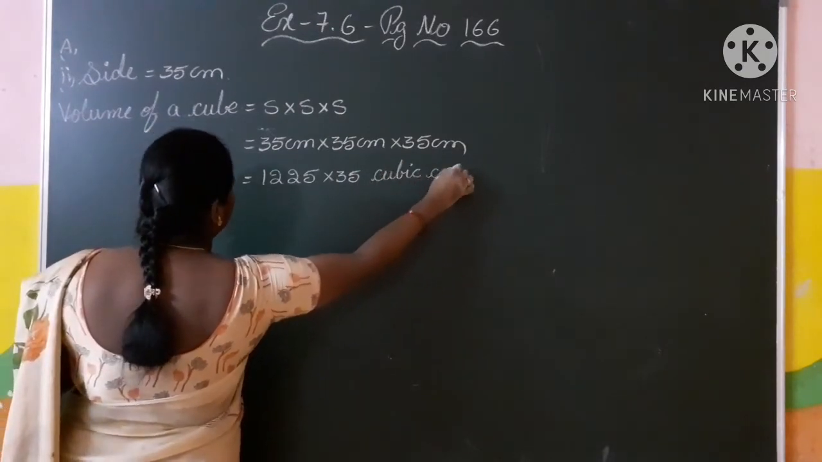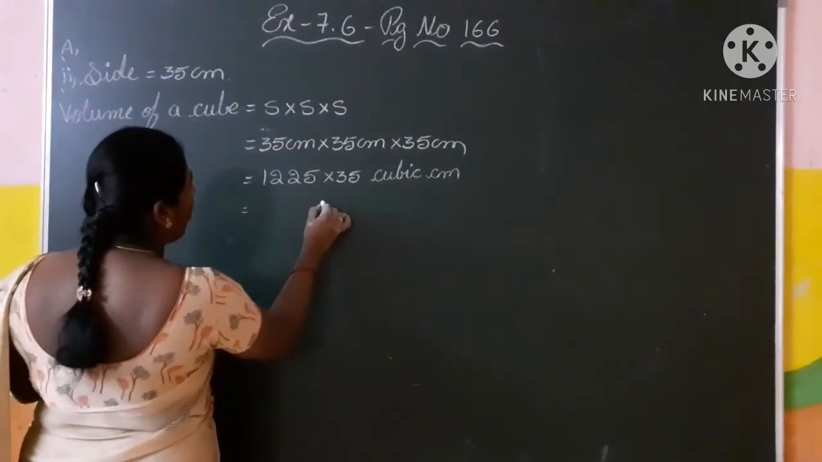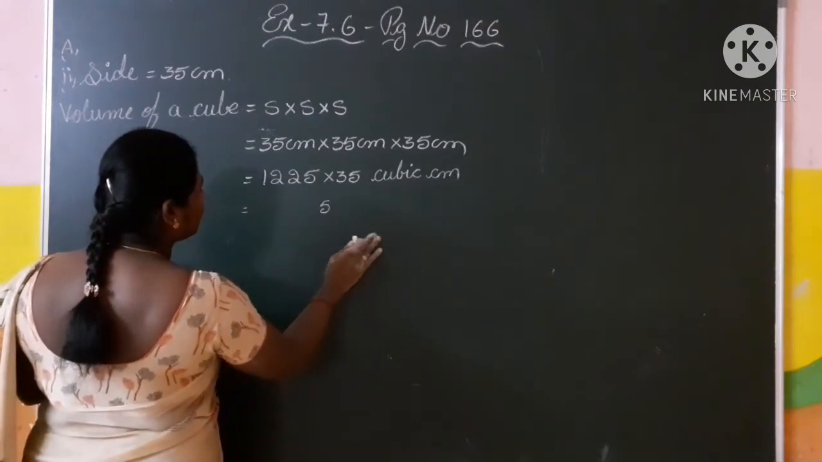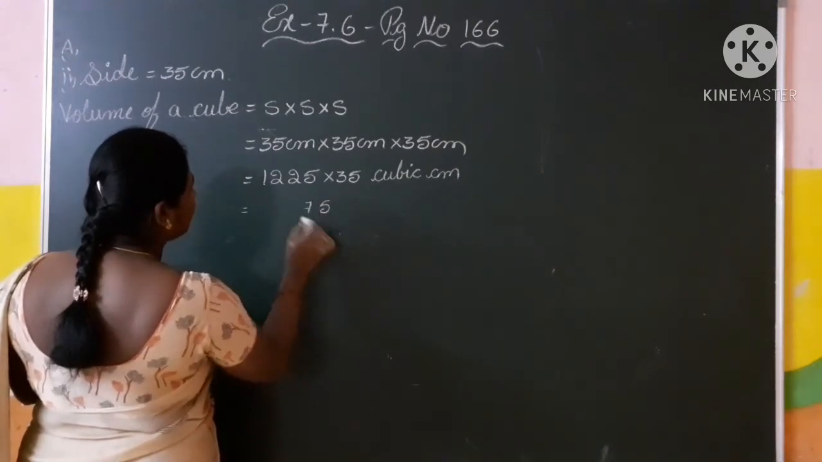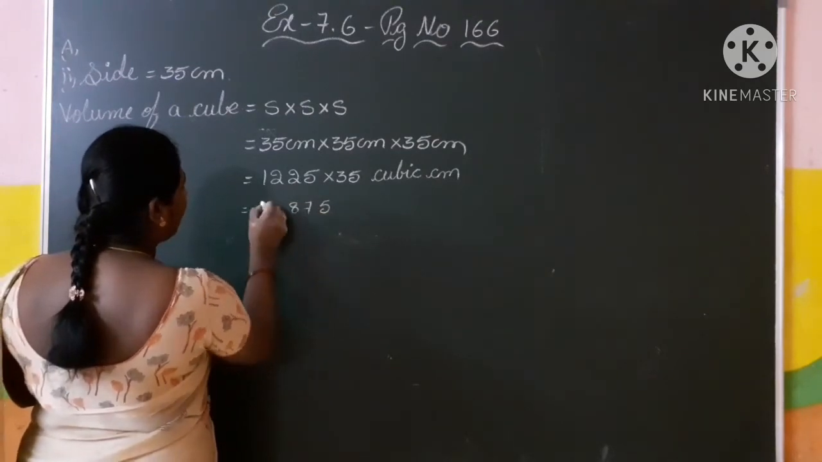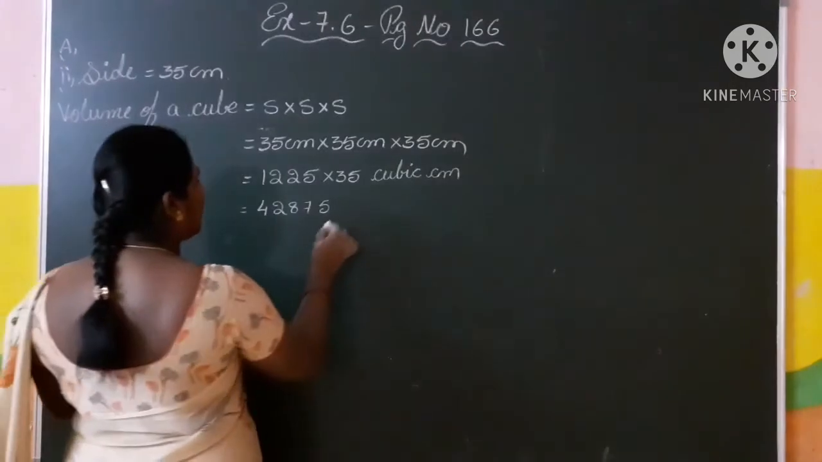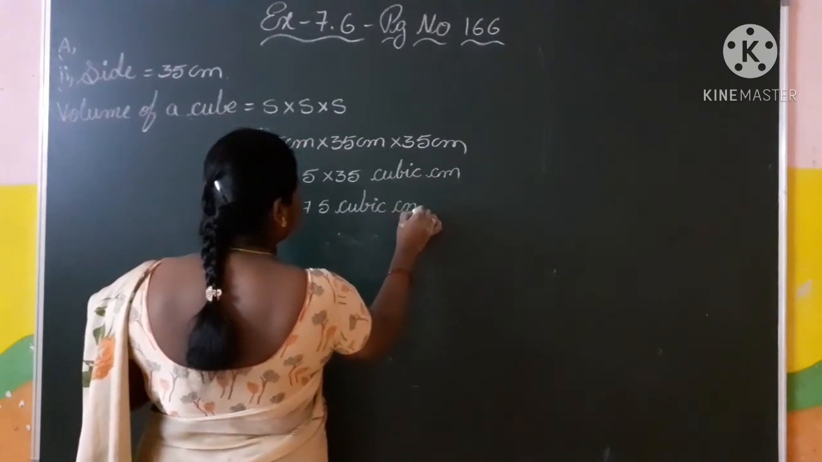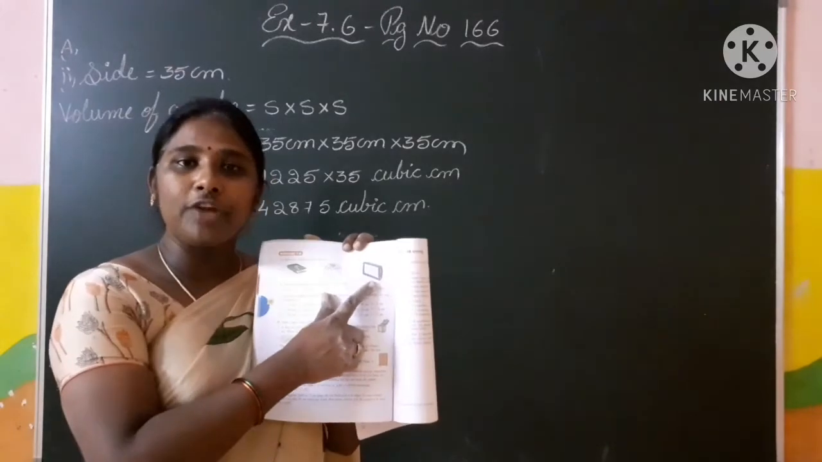So multiply with 35: 35 5s are 175, 17 will be there. 35 2s are 70, 70 plus 17, 87. 35 2s are 70 plus 8, 78. 35 1s are 35 plus 7, 42. So 42,875 cubic centimeter.